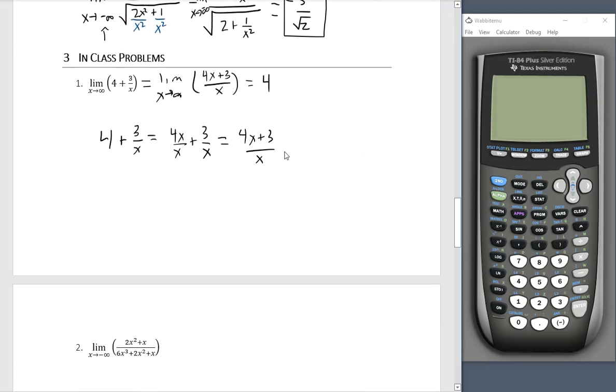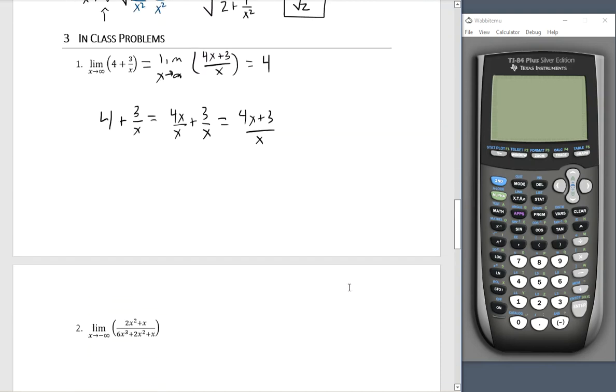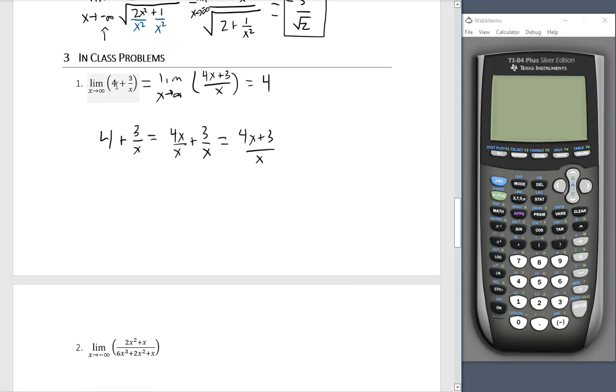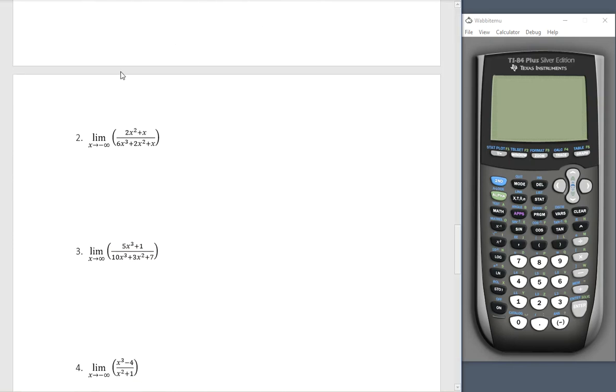When we start adding infinities and different things like that, it gets a little weird. So we try not to just go straight into evaluating these. I like to put them in fraction form first. And that's really just my own preference.